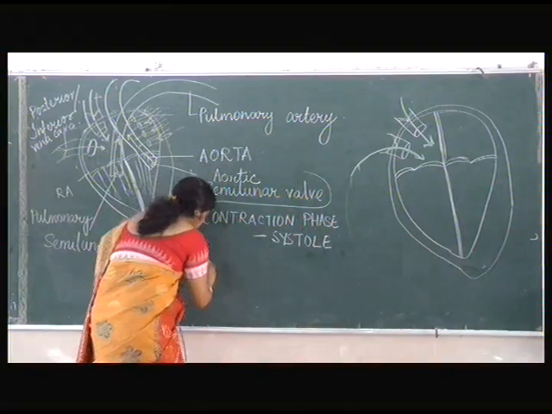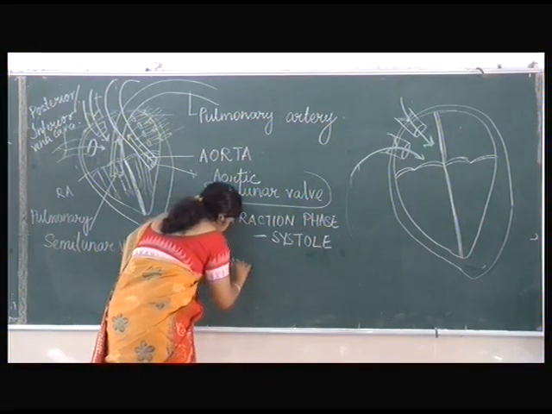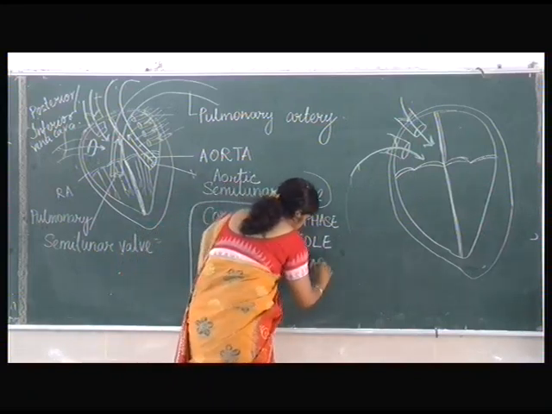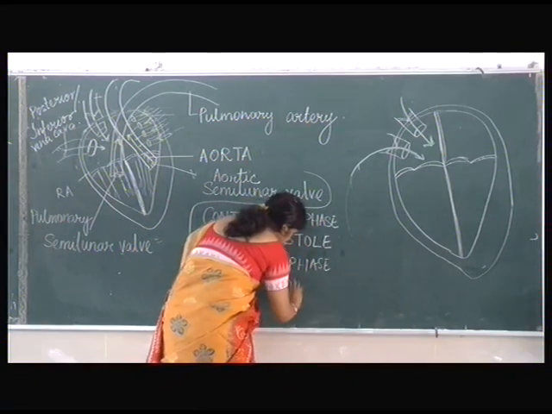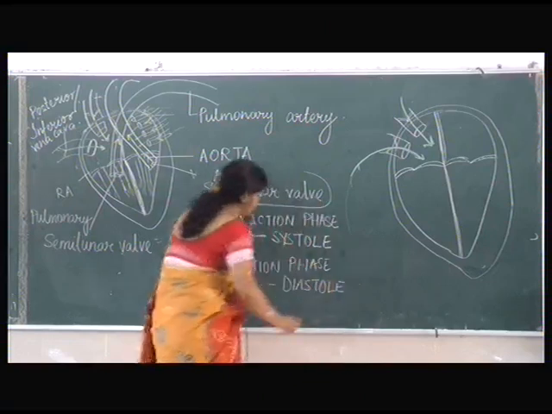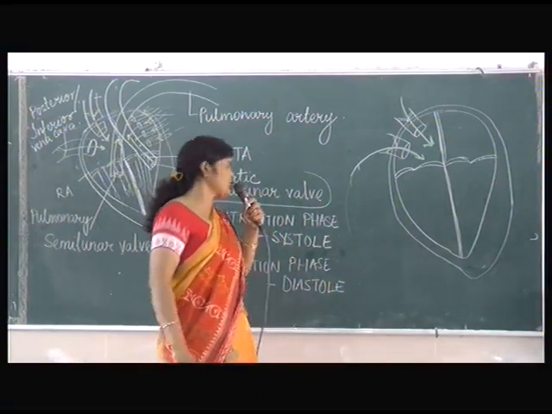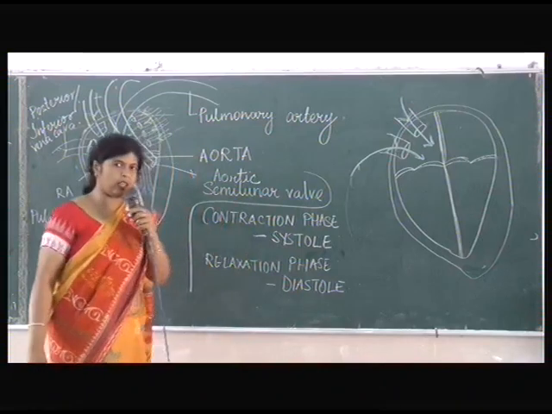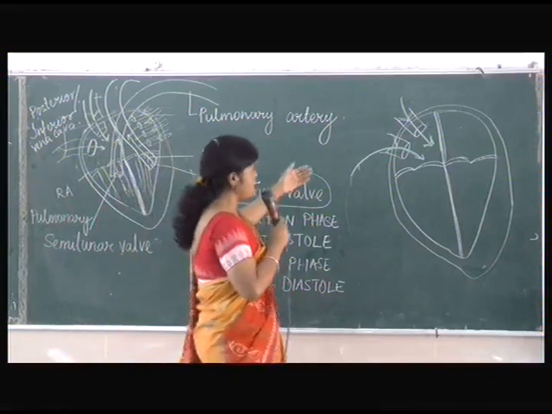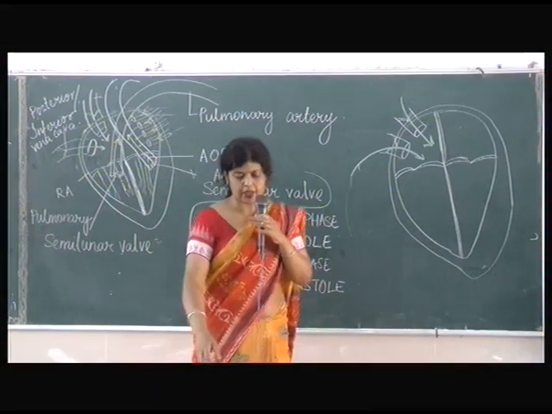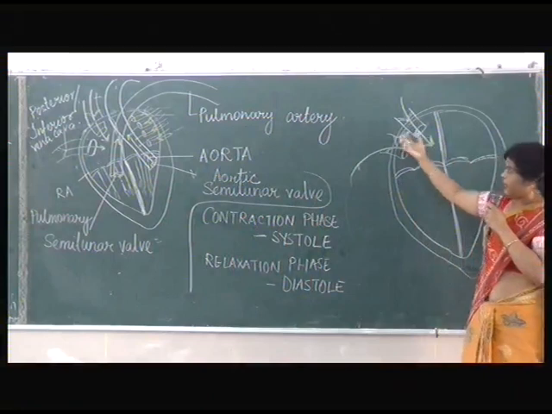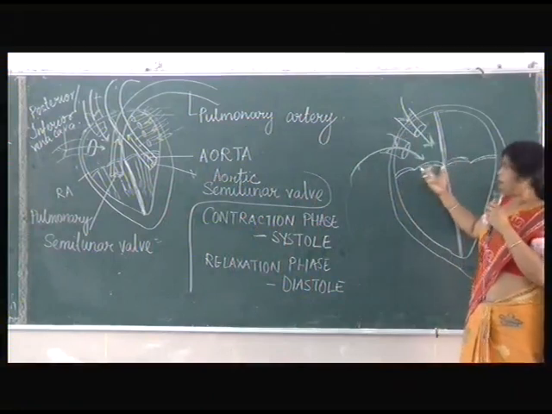And the relaxation phase is known as the diastole. Initially I will be using both the terms, contraction, systole, relaxation, diastole, and then I'll start with systole and diastole only. So when the blood is coming into a chamber, which chamber am I talking about? I'm talking about the right auricle.